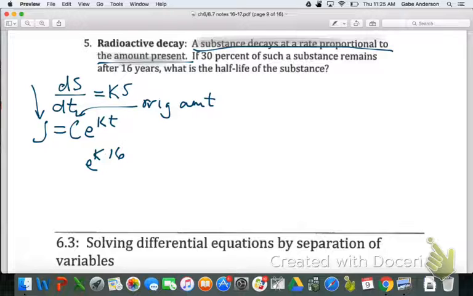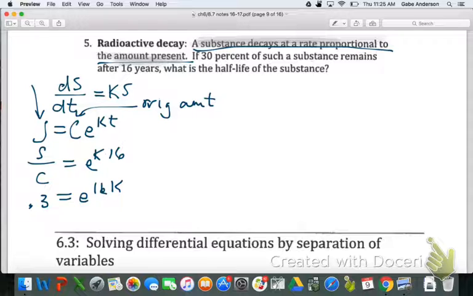So what I would do is write S over C equals, I would just divide both sides by C. If S stands for the amount that's there, and C stands for the original amount, what would be the value of S over C when t equals 16 years? 30%. Does that make sense? Whatever S is, it's 30% of C. We don't have specific numbers, but we know the relationship between the two is 30%. So 0.3 is equal to e to the 16k.